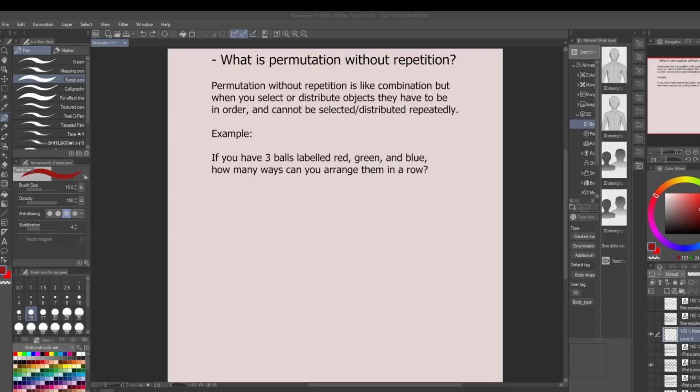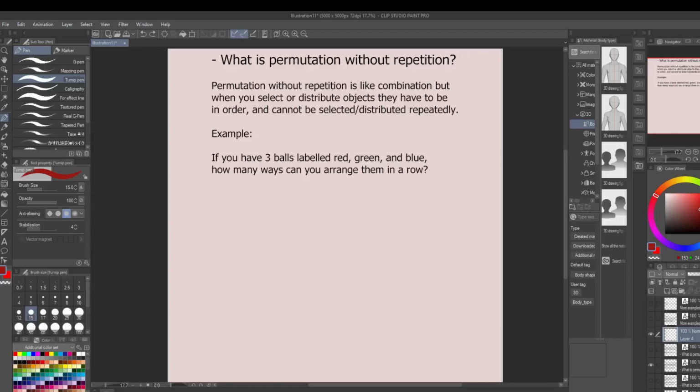Okay, so now that we're done combination, now we can move on to permutation. So what is permutation without repetition? Permutation without repetition is like combination, but when you select or distribute objects, they have to be in order and cannot be selected or distributed repeatedly.